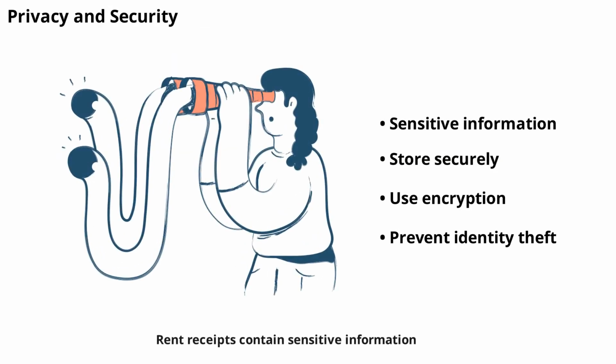Rent receipts contain sensitive information, so it's important to keep them secure. Avoid sharing receipts with unauthorized parties and store them in a safe place. If you're using digital storage, use strong passwords and encryption. Protecting your records helps prevent identity theft and fraud.